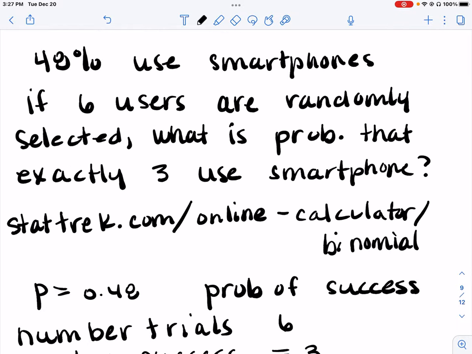Another example. Suppose 48% use smartphones in a certain situation. If 6 users are selected, what's the chance that exactly 3 of them use their smartphone in this situation? So you're going to go to that website, stattrack.com. I ran out of space, so that last /binomial goes at the end of calculator.